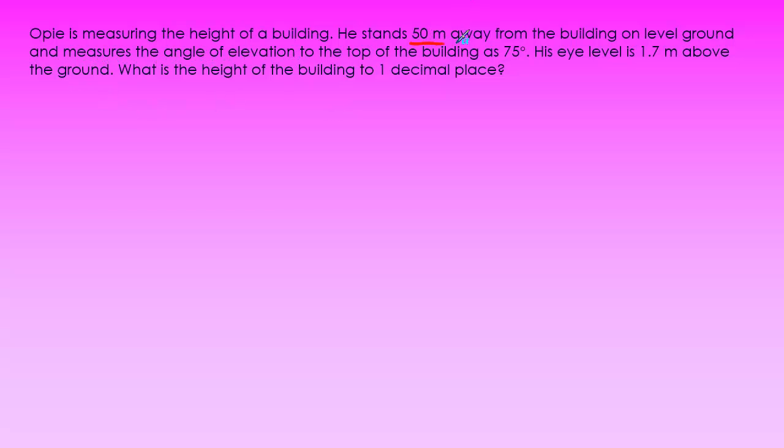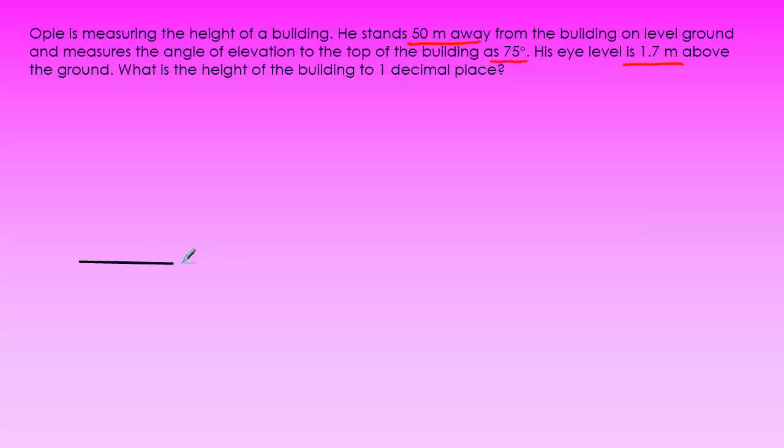He stands 50 meters away from the building on level ground and measures the angle of elevation to the top of the building as 75 degrees. His eye level is 1.7 meters above the ground. What is the height of the building to one decimal place?